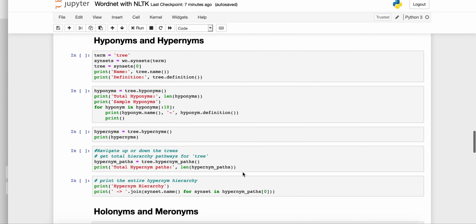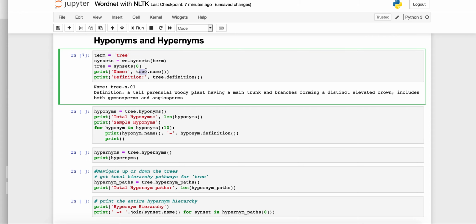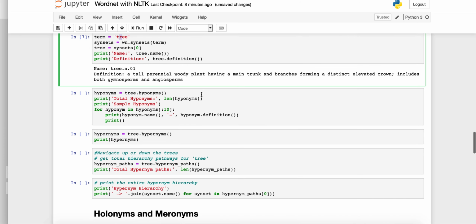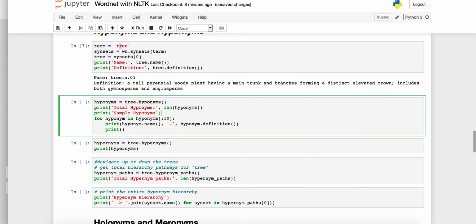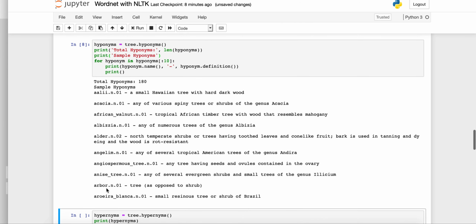Other types of relationships are hyponyms or hypernyms, and these are important for similarity comparisons. So if we go up the tree or down the tree, we can identify if they are related or not. For example, the word tree here is a perennial woody plant having a main trunk, so we can identify what a tree is, and by this, this tree is different than this tree. So if we look for the hyponyms for tree, we see below it, all of these are below the term tree, so they're different types of trees.